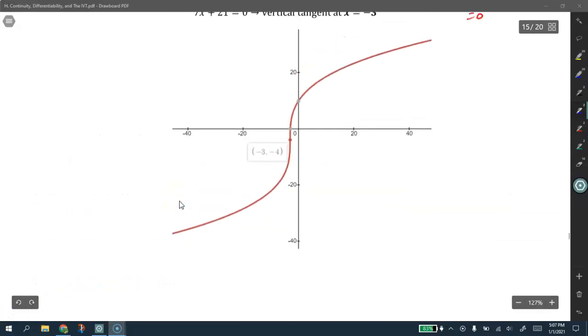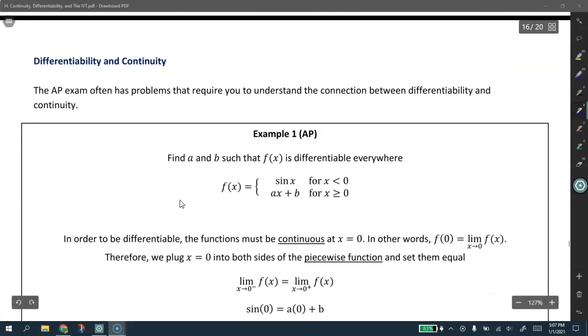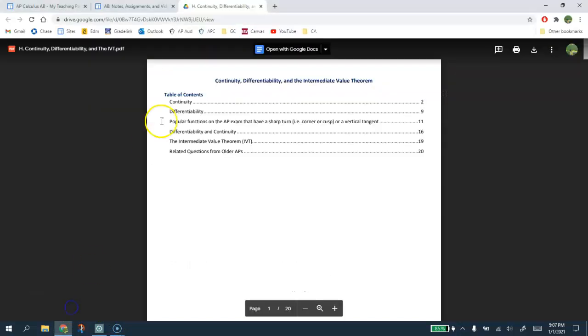So now what we're going to do is talk a little bit about differentiability and continuity, and try a number of AP questions that are generally going to be tackling both of these in the same exact question. And I'll show you how that actually works on the AP exam.